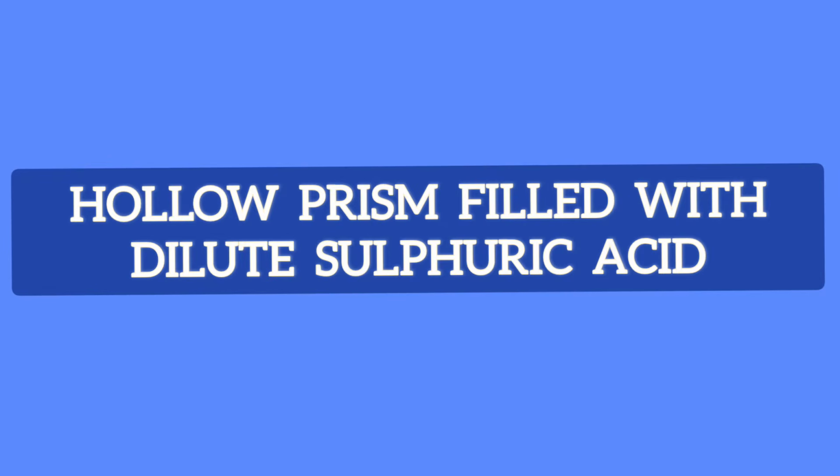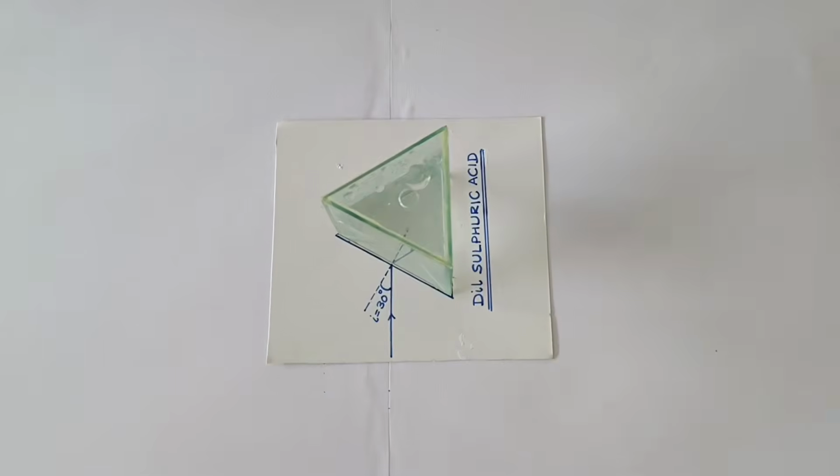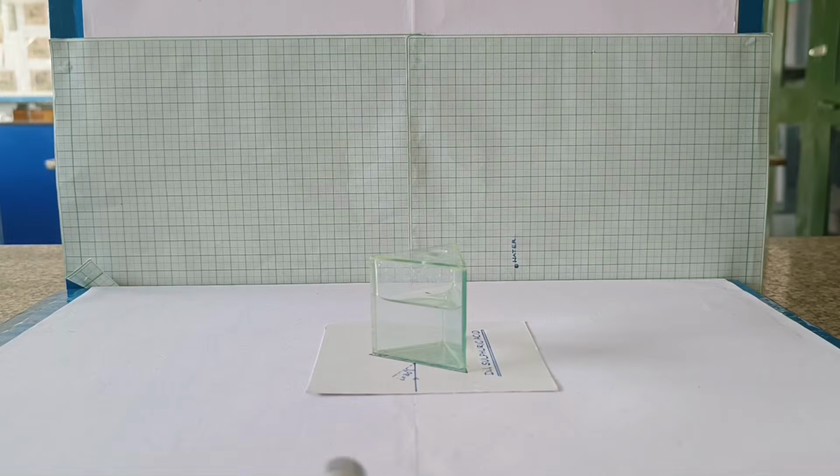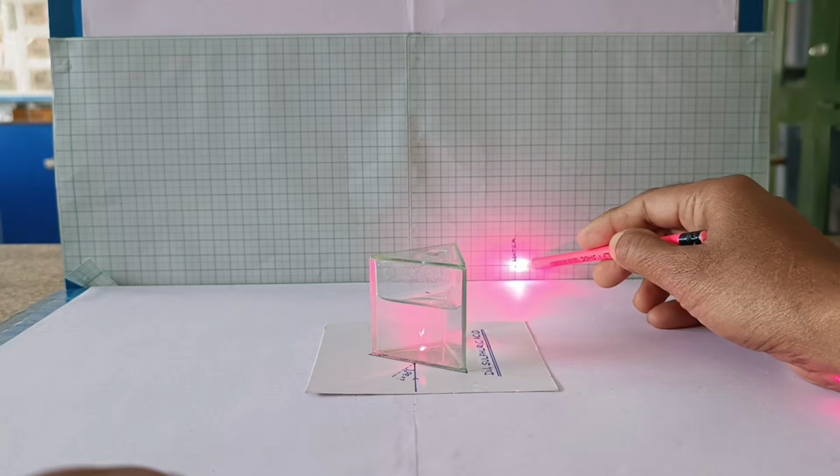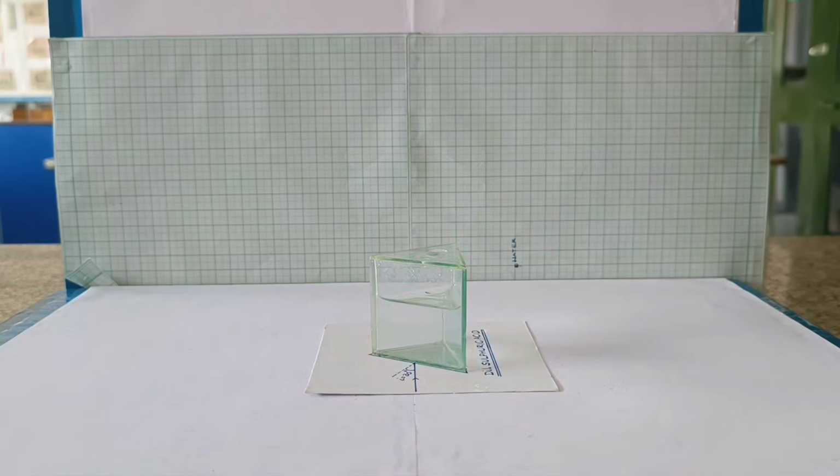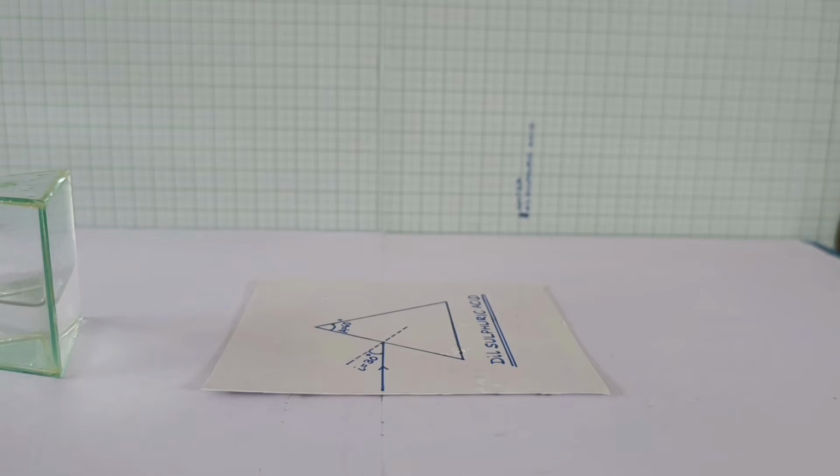Now let us fill the hollow prism with dilute sulfuric acid and repeat the same step. When the light is incident, the emergent ray will get deviated. Here the deviation is slightly greater than that in the case of water.